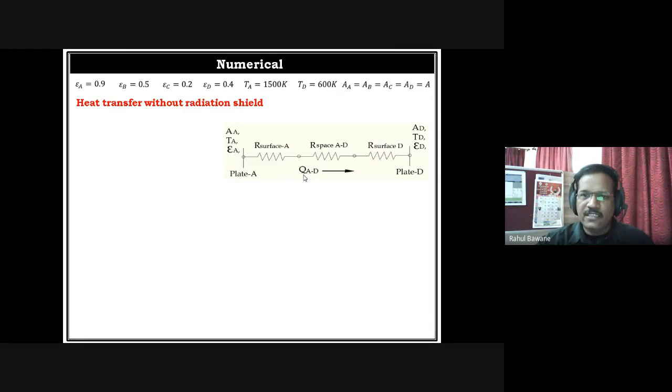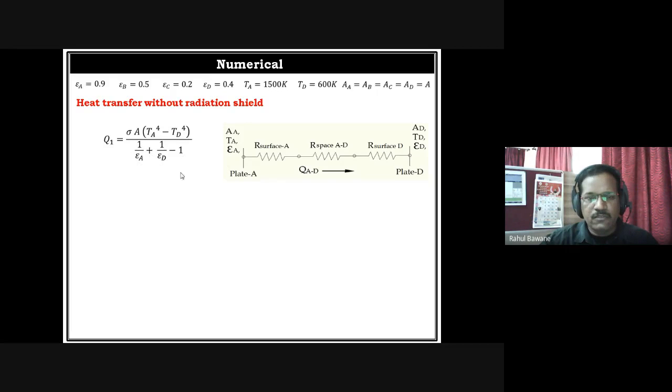How did we decide heat transfer will be from A to D? Because A has the higher temperature, 1500, and D has 600. So we are only calculating A to D. Definitely, whatever body has a temperature more than absolute zero is also radiating heat, but here we are considering, as per temperature difference, only A to D. Now we know our equation. So the heat transfer rate when there is no radiation shield: sigma area temperature difference raised to the power 4, divided by 1 upon emissivity plus 1 upon emissivity minus 1.